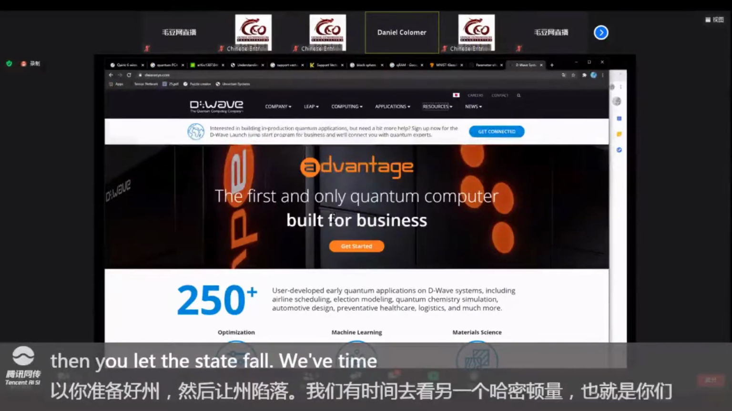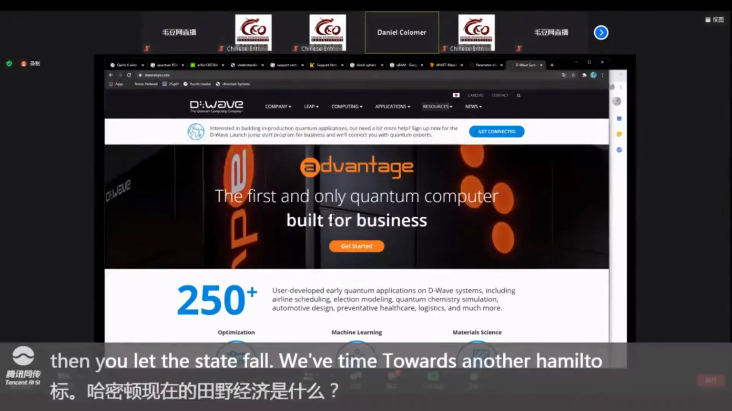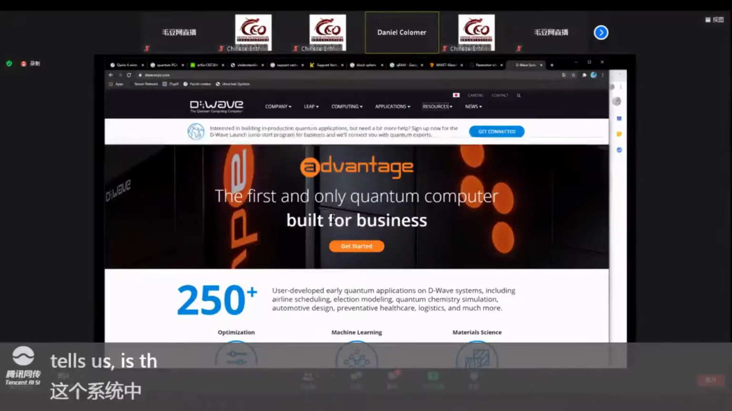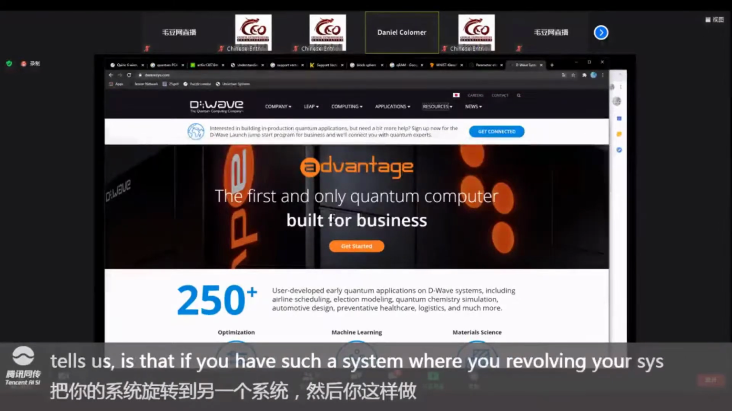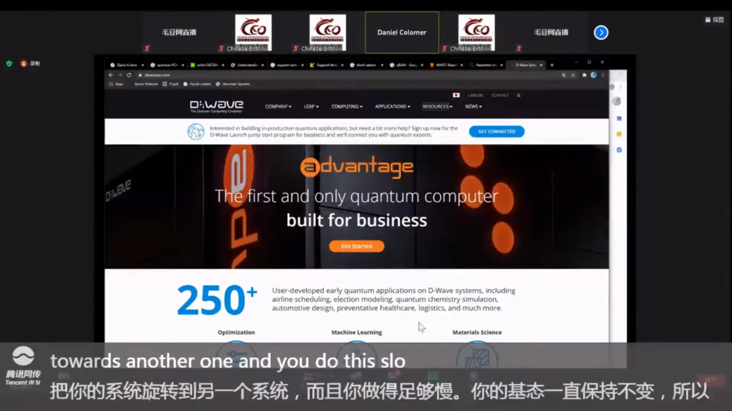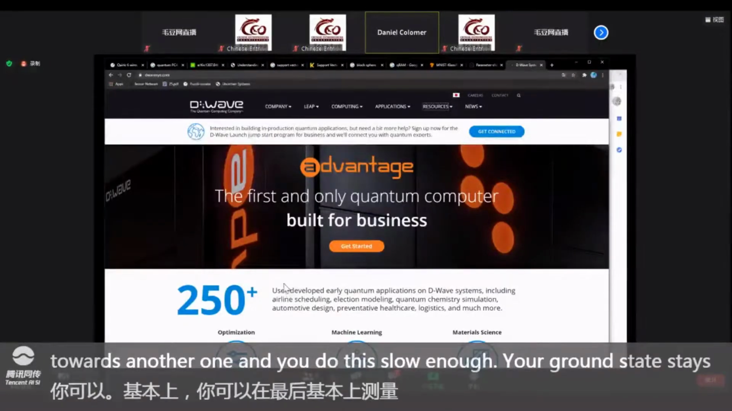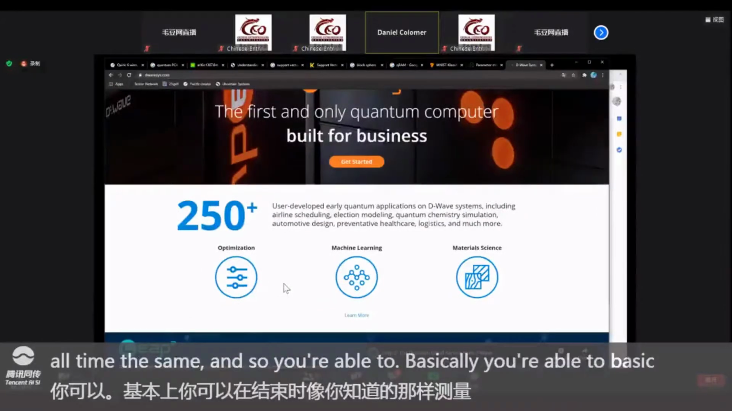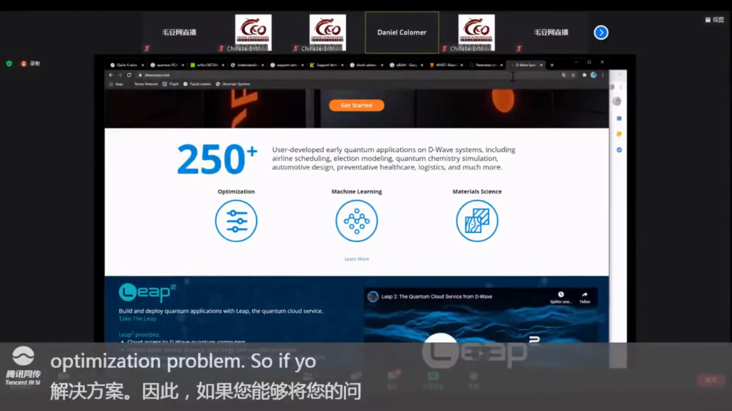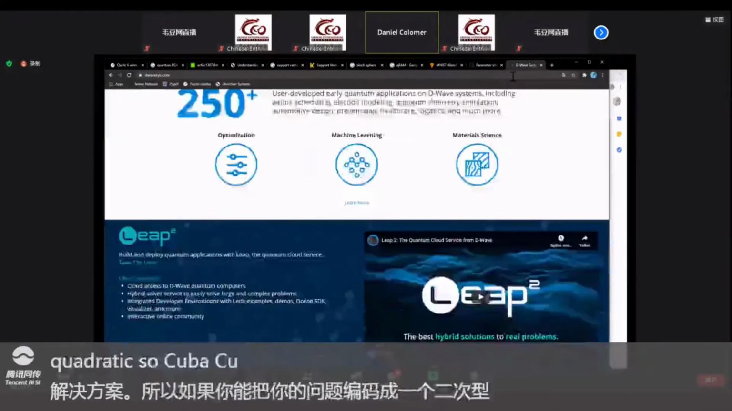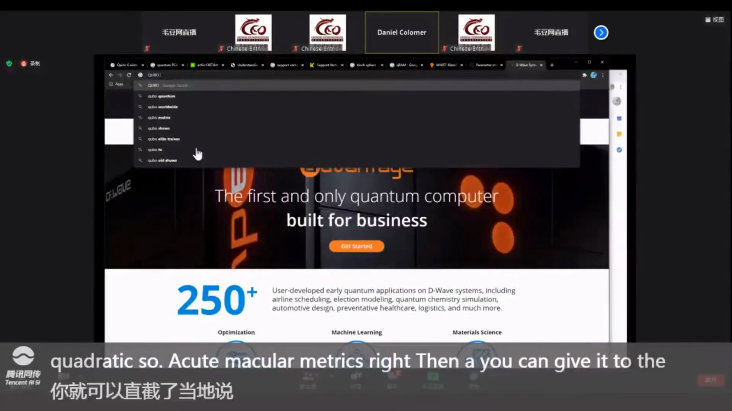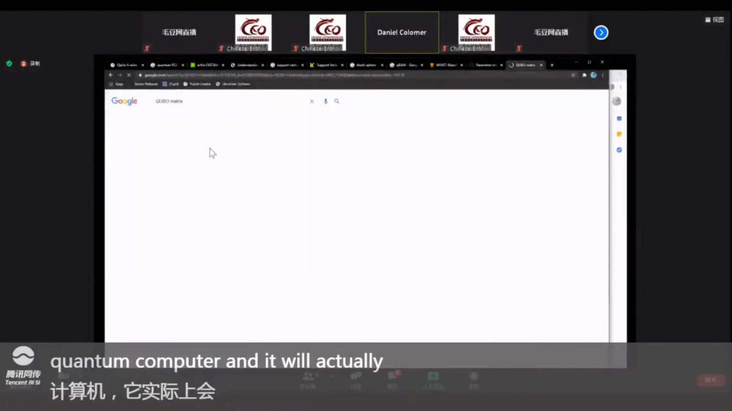Now, what quantum mechanics tells us is that if you have such a system where you're evolving your system towards another one, and you do this slow enough, your system stays in the ground state all the time, and so you're able to measure at the end a solution to an optimization problem, so to say. If you are able to encode your problem into a quadratic matrix, a QUBO matrix, right? Then you can give it to the quantum computer, and it will actually solve the problem for you.